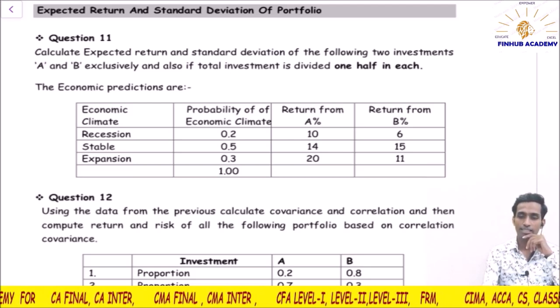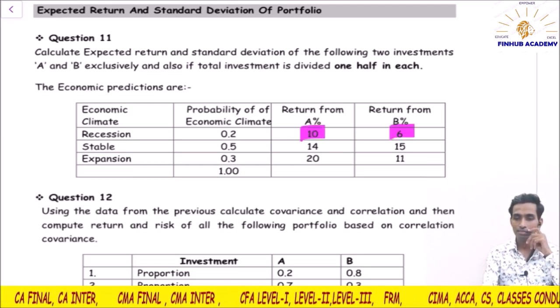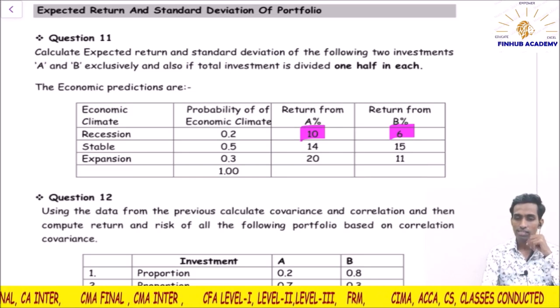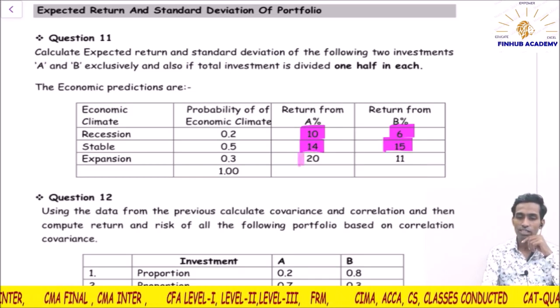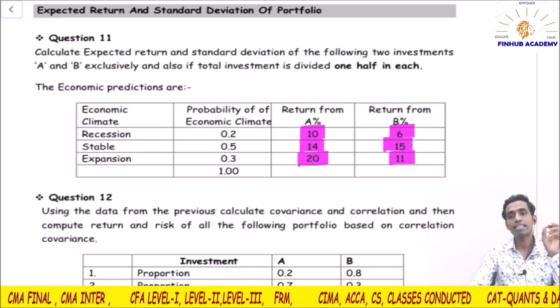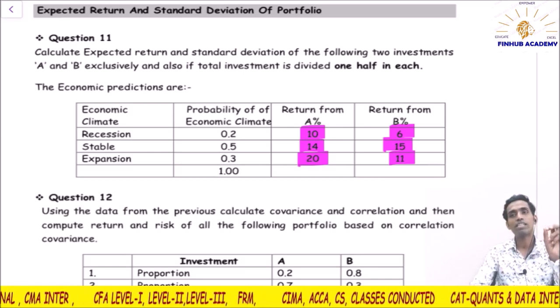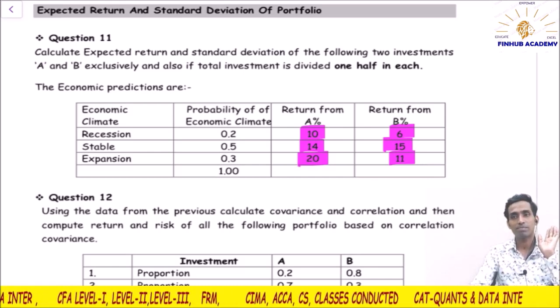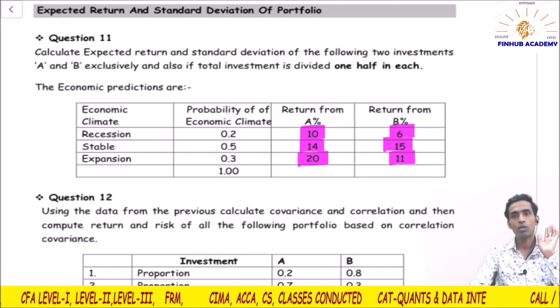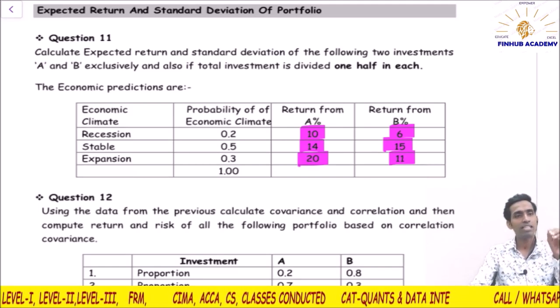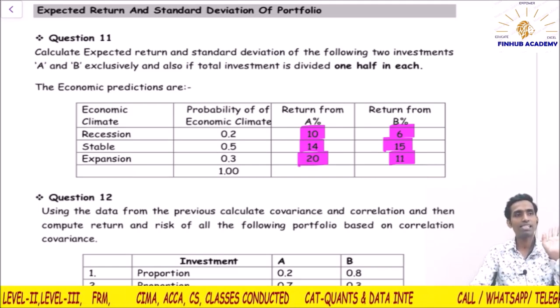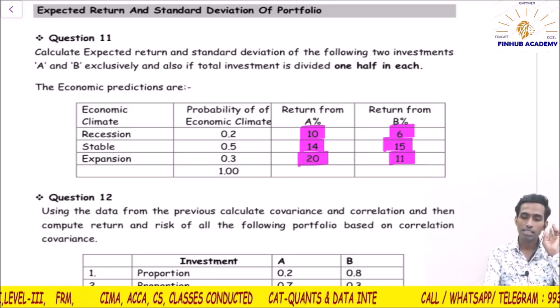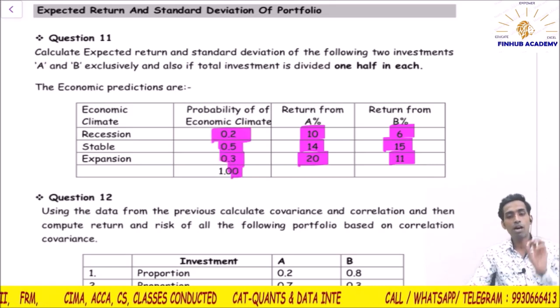See, by looking at this, if this is 10, this is 6. Both are positive. If this is 14, this is 15. If this is 20, this is 11. By this, I can easily make out that their covariance will be positive. I can't exactly make out, but I can easily say that it is positive. And since probability is given, how to do it?